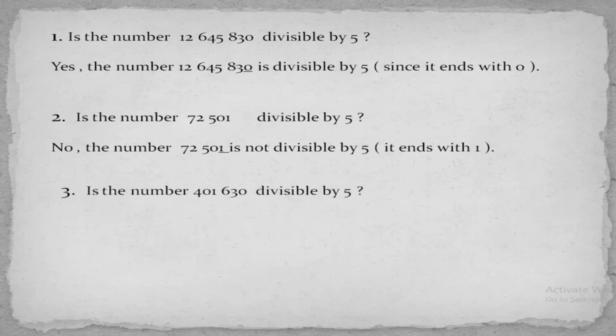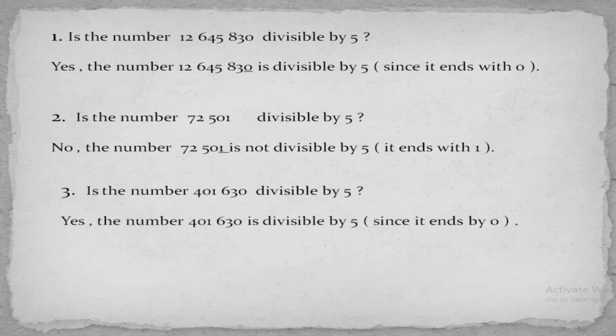Third, is the number 401,630 divisible by 5? If we look at the ones digit, it's 0, so this number will be divisible by 5 since it ends with 0. Yes, the number 401,630 is divisible by 5 since it ends with 0.